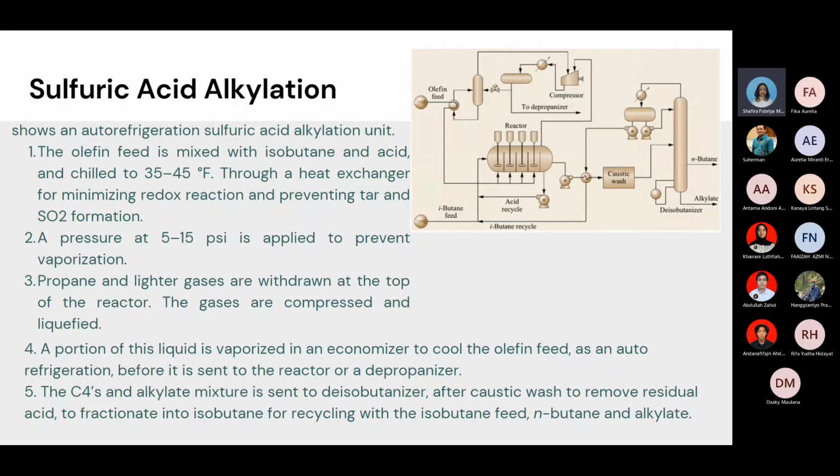Propane and lighter gases are withdrawn at the top of the reactor, and the gases are compressed and liquefied. A portion of this liquid is vaporized in an economizer to cool the olefin feed as auto-refrigeration before it's sent to the reactor and to the depropanizer. And then the C4 and alkylate mixture is sent to the isobutanizer after a caustic wash to remove residual acid, to fractionate into isobutane for recycling into the isobutane feed, and n-butane and alkylate, which are the final products.